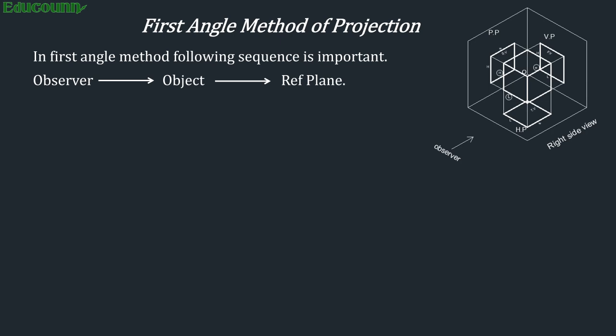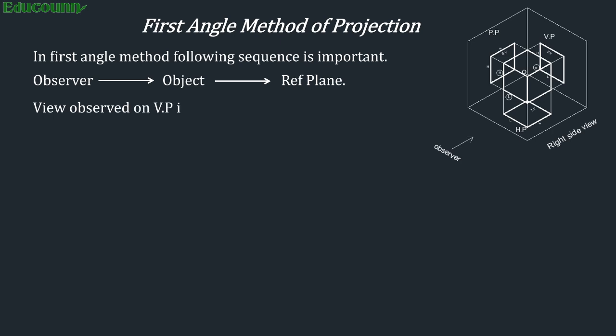Now, if you see the same object, the cube, from the right side view, again you have to follow the same sequence: observer, the object and the plane, but the plane here will be the profile plane rather than the vertical plane. And the same thing from the top: the same sequence is observed in the top view, observer, then the object, that is the cube, and the plane will be the horizontal plane now. So, this sequence is very important as far as the first angle method of projection is concerned.